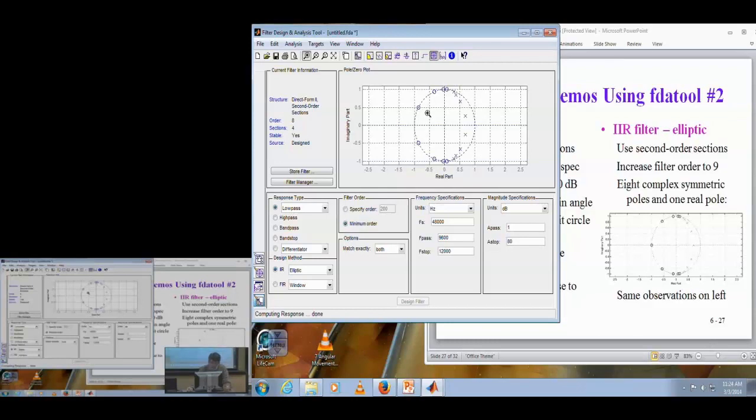And the zero locations are also 8 of them, in conjugate symmetric pairs. So I have one here, close to pi/2, and there's its conjugate symmetric version. Now that's for 8th order. For 9th order, we can increase this to 9th order.